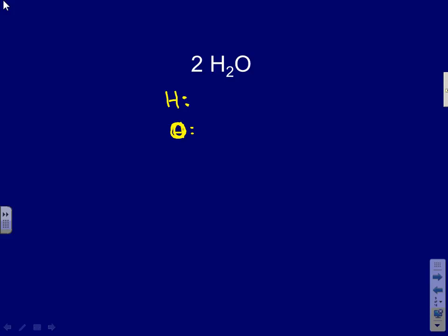So how many H atoms are there in total? How many H atoms? Yep. It's not 2. Nope. Yep. It's 4. Because we have to multiply the coefficient 2 by the subscript 2. It means that each molecule has 2 H's, but there's 2 molecules. So I've got 4 H's. So I take the big number and I multiply it by the little number. 4.